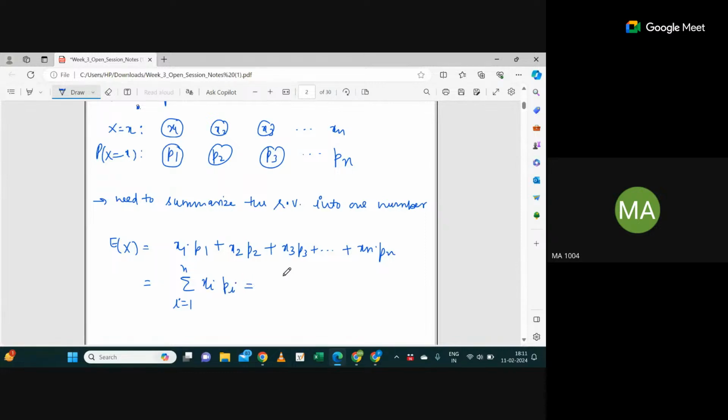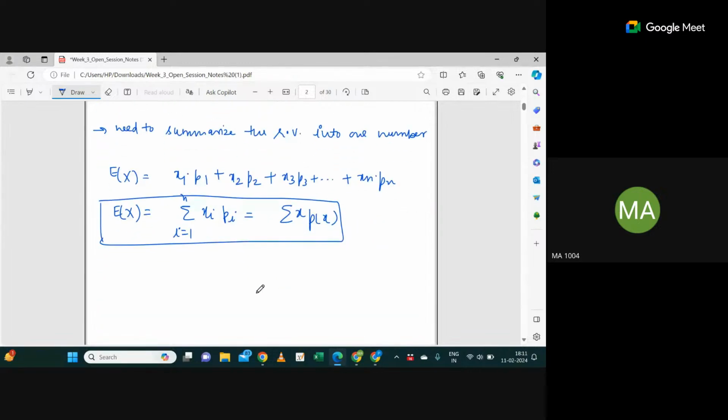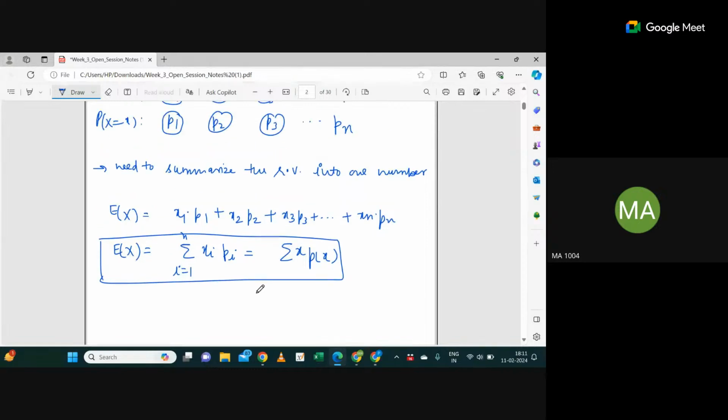or else you can simply say summation of x into P(x). So this is how I can define the expectation of a discrete random variable. For continuous, we are going to study from week 4 onwards. Don't worry about that. But for discrete, this is how I can calculate the expectation of a random variable. Is this clear?